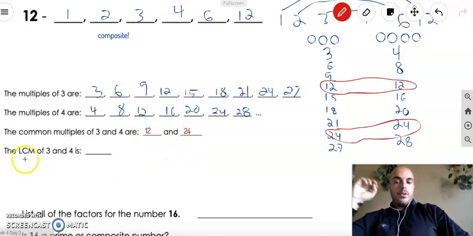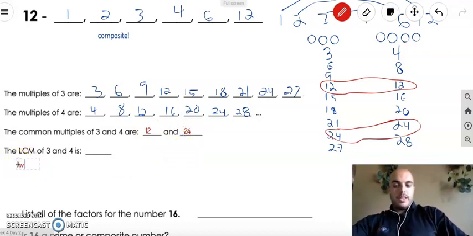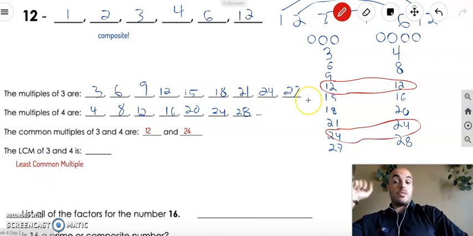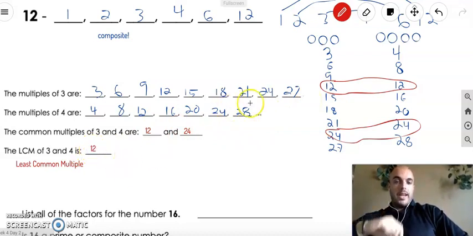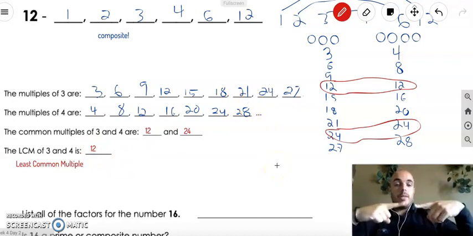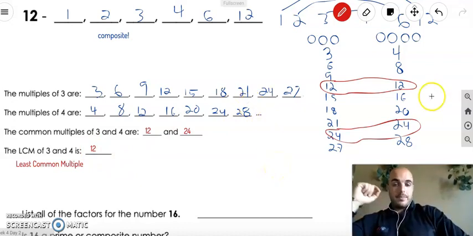Now the next one, the LCM. So LCM stands for least common multiple. And it doesn't mean that it's less likely, it means it's the smallest. Least is the smallest common multiple. So the smallest of these is 12. 12 is the least common multiple of 3 and 4. So it's the number that they share in common. That's the smallest. It's the least.